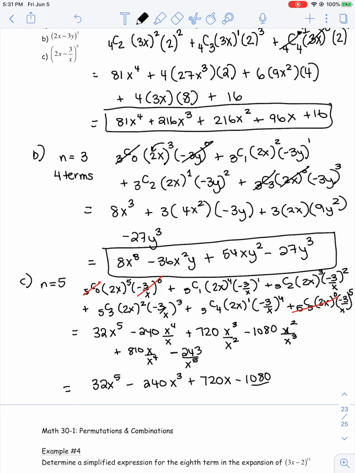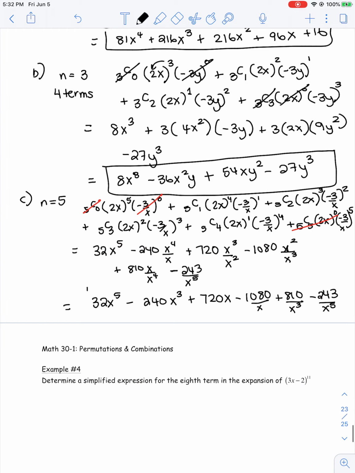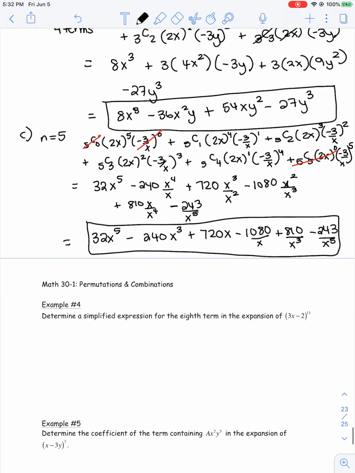1080 x over x to the power of 1, because as you can see, there's more x's in the denominator, so there's 1 left over in the denominator. Plus 810, and then we have x^3 in our denominator. And finally, minus 243 with x^5 by itself in the denominator. So that would be our final answer, because I prefer always to have those positive exponents. So that's our answer once we simplify.